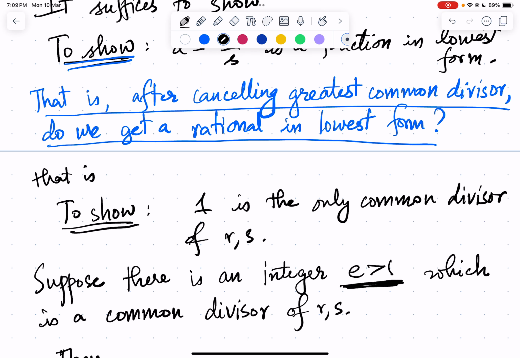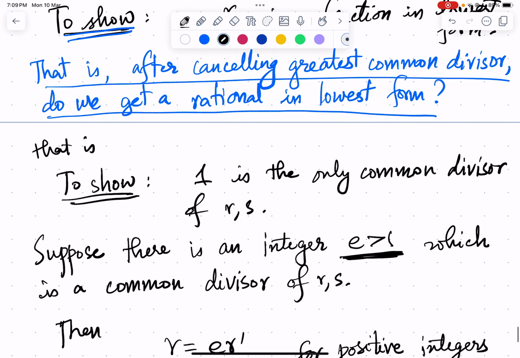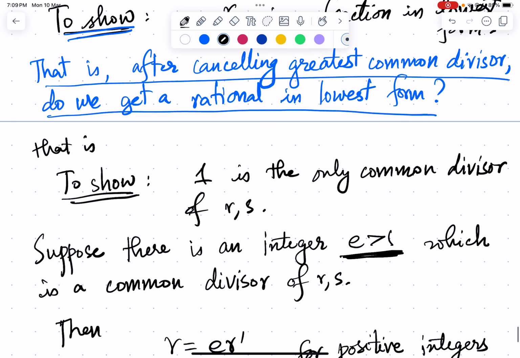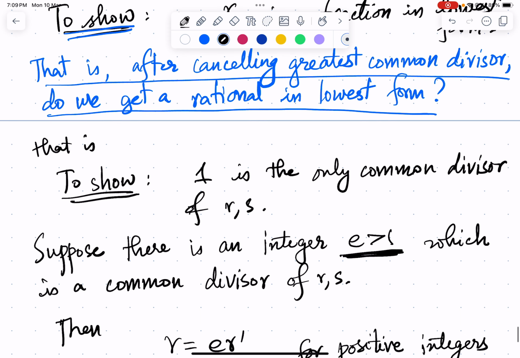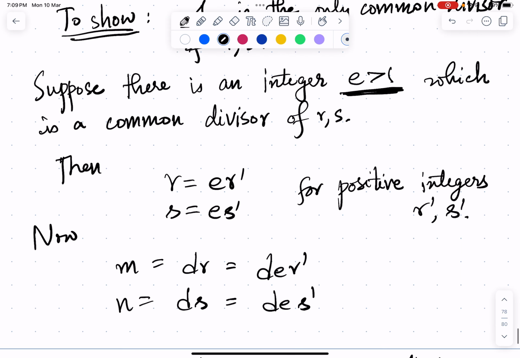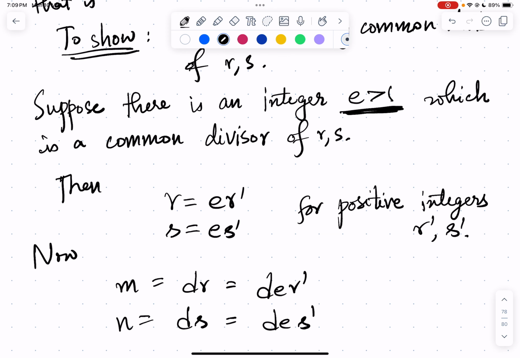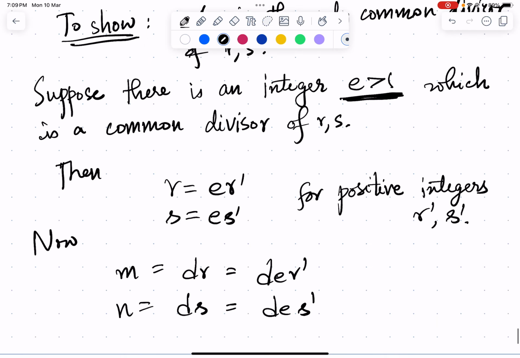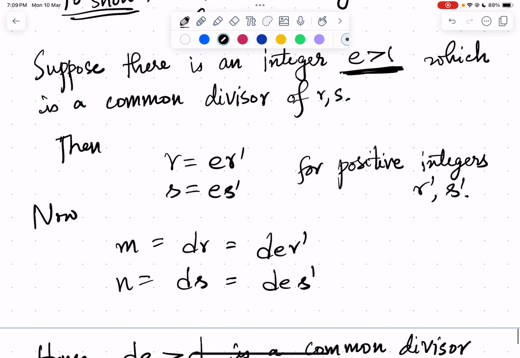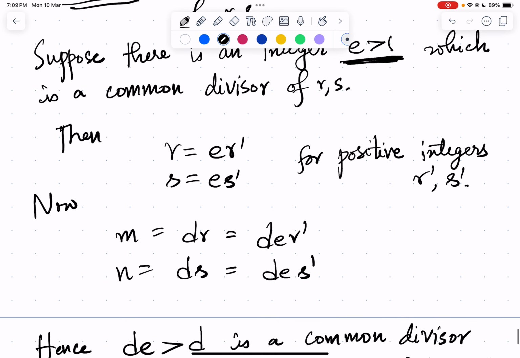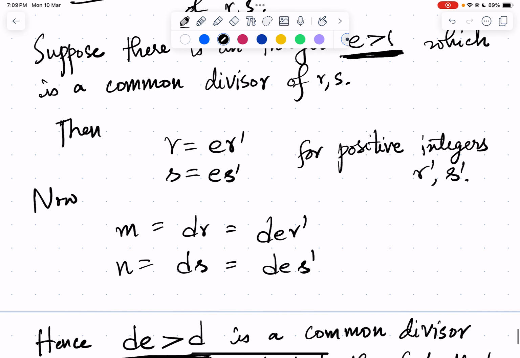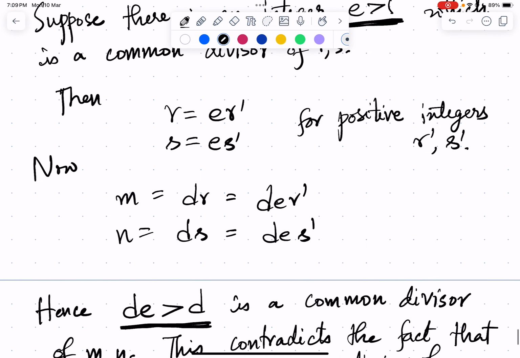To show that 1 is the only common divisor of r and s, we said, suppose there is an integer e greater than 1 which is a common divisor of r and s. Then we can write r and s as multiples of e. So r is e r dash and s is e s dash for positive integers r dash and s dash. Then the original positive integers m and n become m equals dr equals de times r dash, n equals ds equals de times s dash.